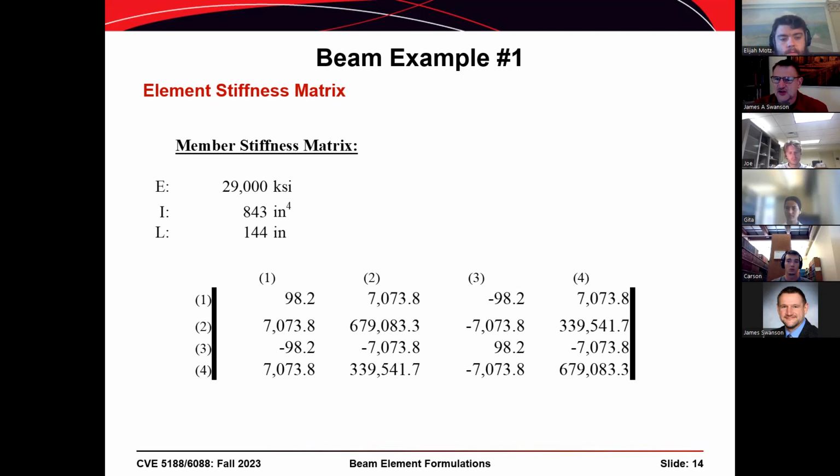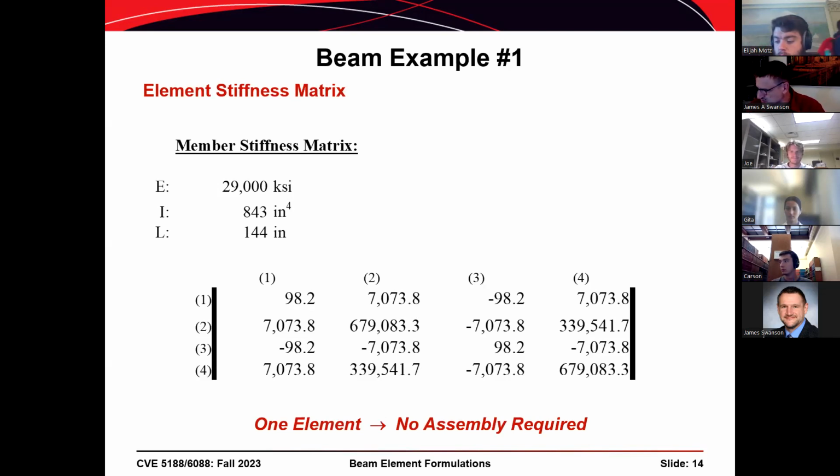Since there's only one element in our model, this is both the element stiffness matrix and the global structure stiffness matrix. So what we're going to do is go directly to the solution process. No assembly is required. No assembly required, right? It sounds like a tagline from a store.